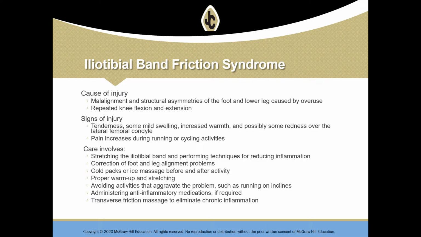The way we're going to take care of it is stretching it, correction of what's going on. Maybe there's something going on in your lower body to correct. We need to correct it. We need to use ice after activity, to perform some sort of a warm-up with heat, or stretching or biking. Avoid activities that aggravate it. Administer anti-inflammatories, and also may want to do some friction massage over the area to break up the inflammation.